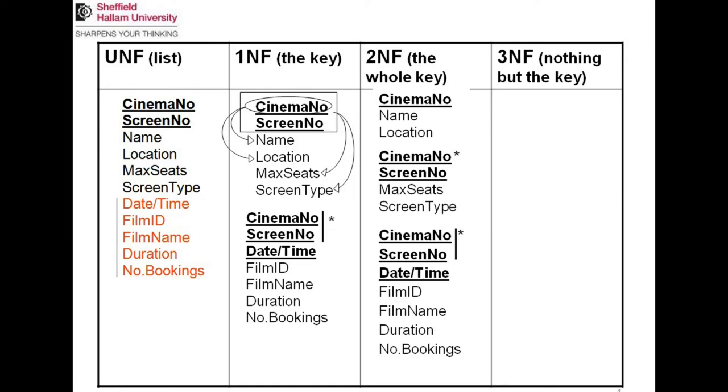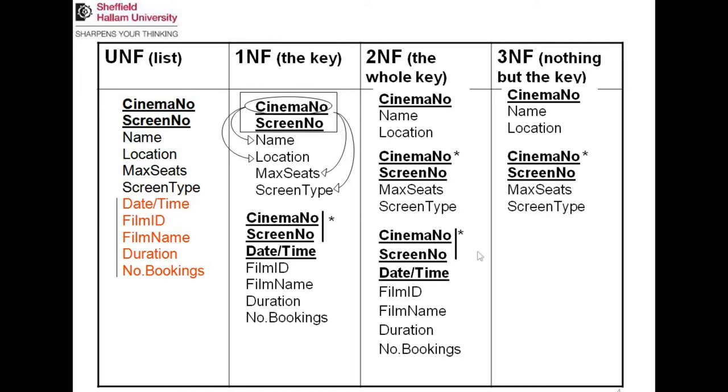Finally, the third normal form. The third normal form is there to highlight problems with attributes that occur more often in larger tables. And it is to look whether there are certain attributes that are not the key, but that could have been. Name and location of the cinema, they both depend on cinema number. Number of seats and screen type, oh, they depend on both of these. We've discussed this for long enough. So that does not change.